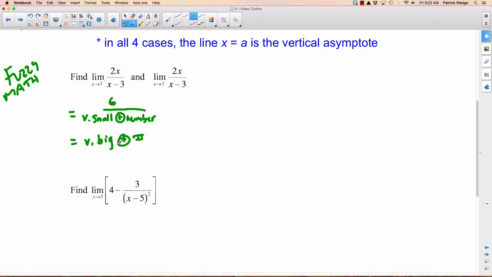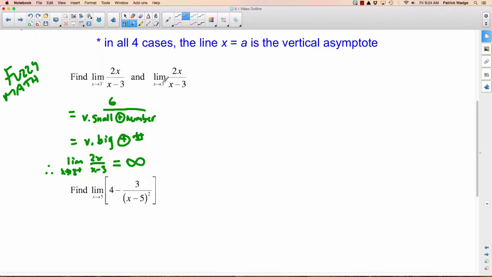Okay, how big can we get this number? As big as we want. In other words, we're going to end up with the limit of 2x over x minus 3 as x approaches 3 from the right hand side. What should I write down here for my answer? My answer is I can get it as big as I want. I can make it positive infinity.